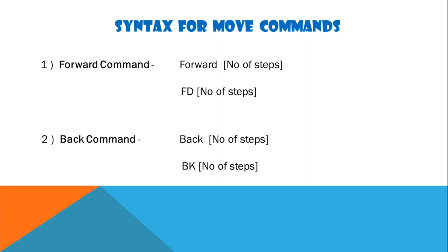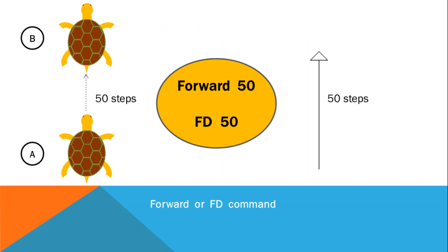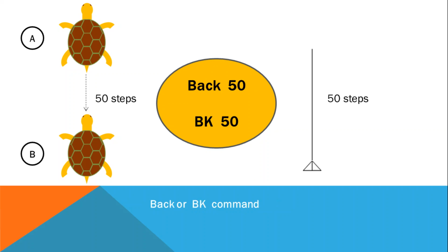This is an example of forward command. Here, FD 50 or forward 50 will move turtle 50 steps in the forward direction. So, turtle will move 50 steps from A to B and draw a line of 50 units on the drawing area. Now, here we have an example of backward command. Here, BK 50 or back 50 will move turtle 50 steps in the backward direction from its initial position. So, turtle will move 50 steps from A to B and draw a line of 50 units in the backward direction.